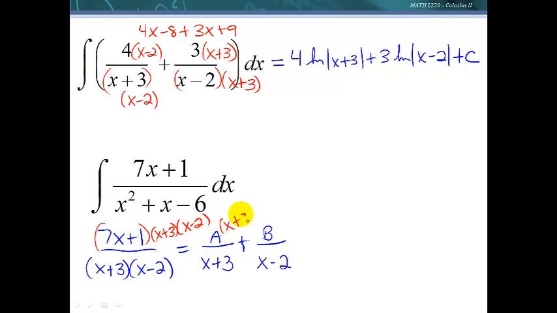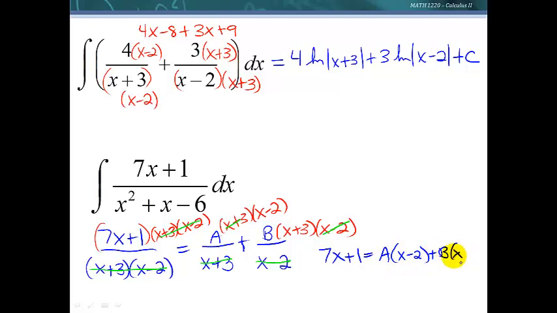I'm going to write it out this time because I want to remind everybody of the method and why it works. So I am clearing this equation of fractions, multiplying everything by the common denominator. That would cancel all of our fractions. Now if I express what's left, I have 7x plus 1 equals A multiplied by x minus 2 plus B multiplied by x plus 3. Now when we have linear factors here, after I get it to this point, I am going to use what we call the convenient x method.